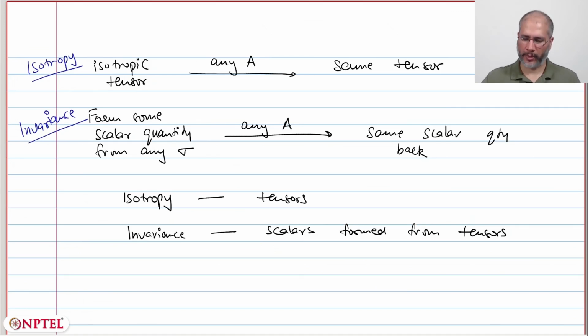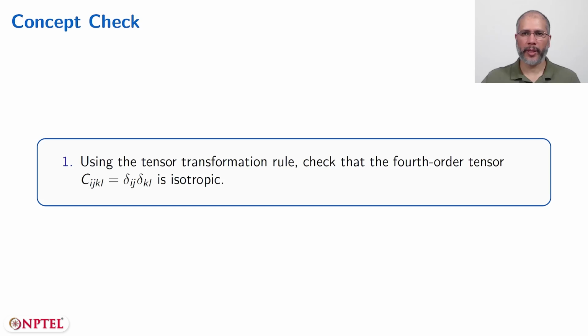So before I close the lecture today, let us do a quick concept check. I mentioned to you today that delta ij delta kl is one of the isotropic fourth order tensors. So in this concept check, please check whether it is indeed the case. You'll have to apply the tensor transformation to this fourth order tensor and see that through any orthogonal A, you end up getting the same quantity back. That is the definition of isotropy.